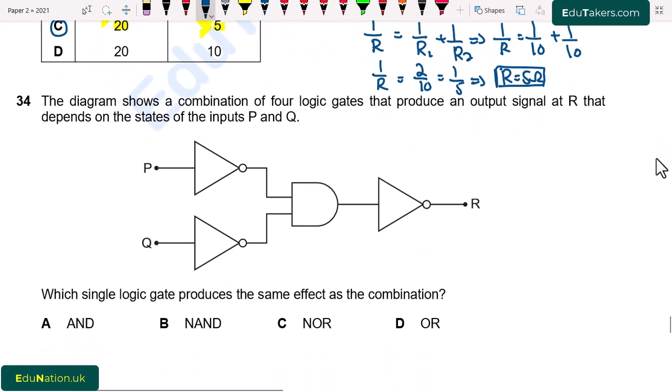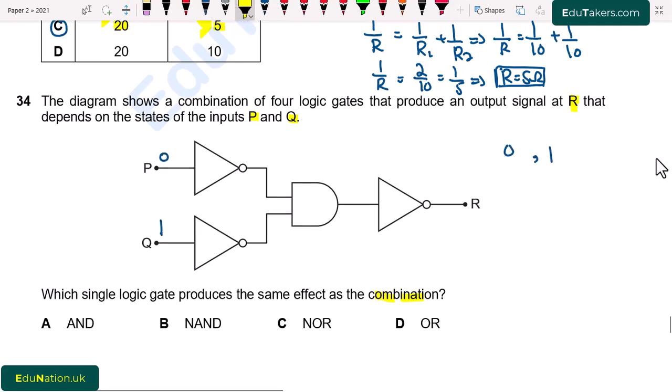Question number 34. The diagram shows a combination of 4 logic gates that produce an output signal at R that depends on the states of the inputs P and Q. Which single logic gate produces the same effect as the combination? So first of all, here we put the inputs and see what the output is. First of all, I consider that the input is 0 and 1.